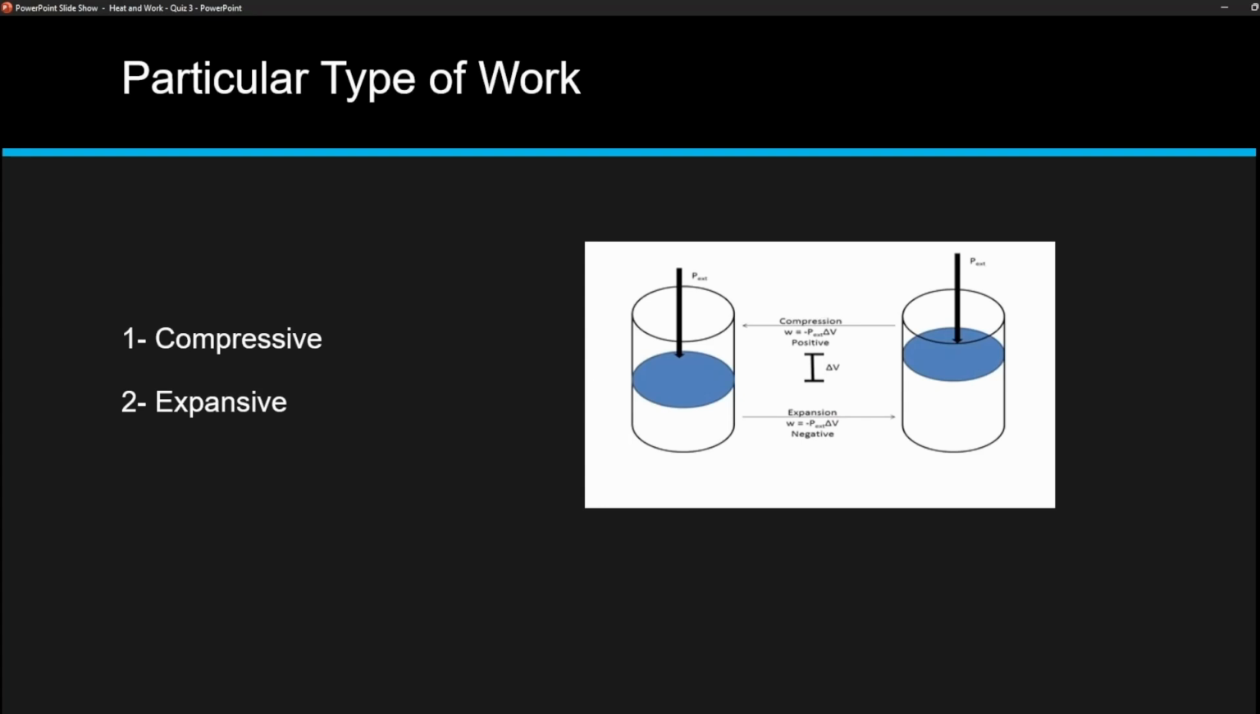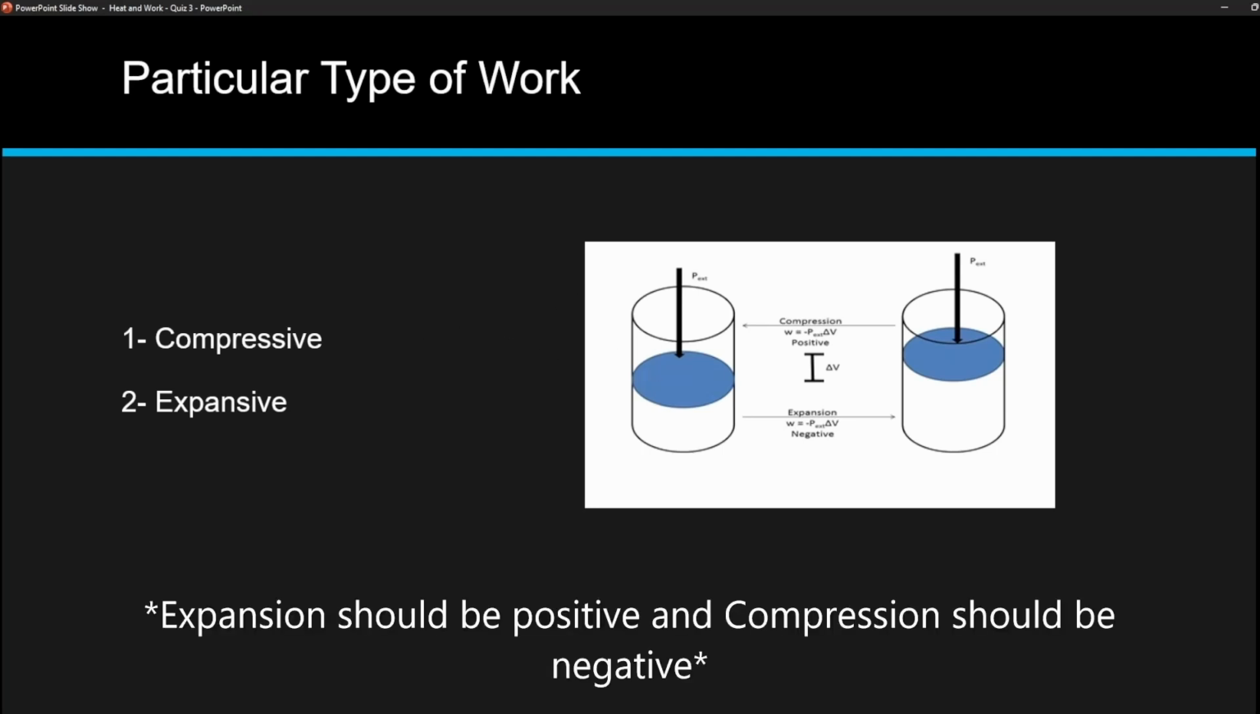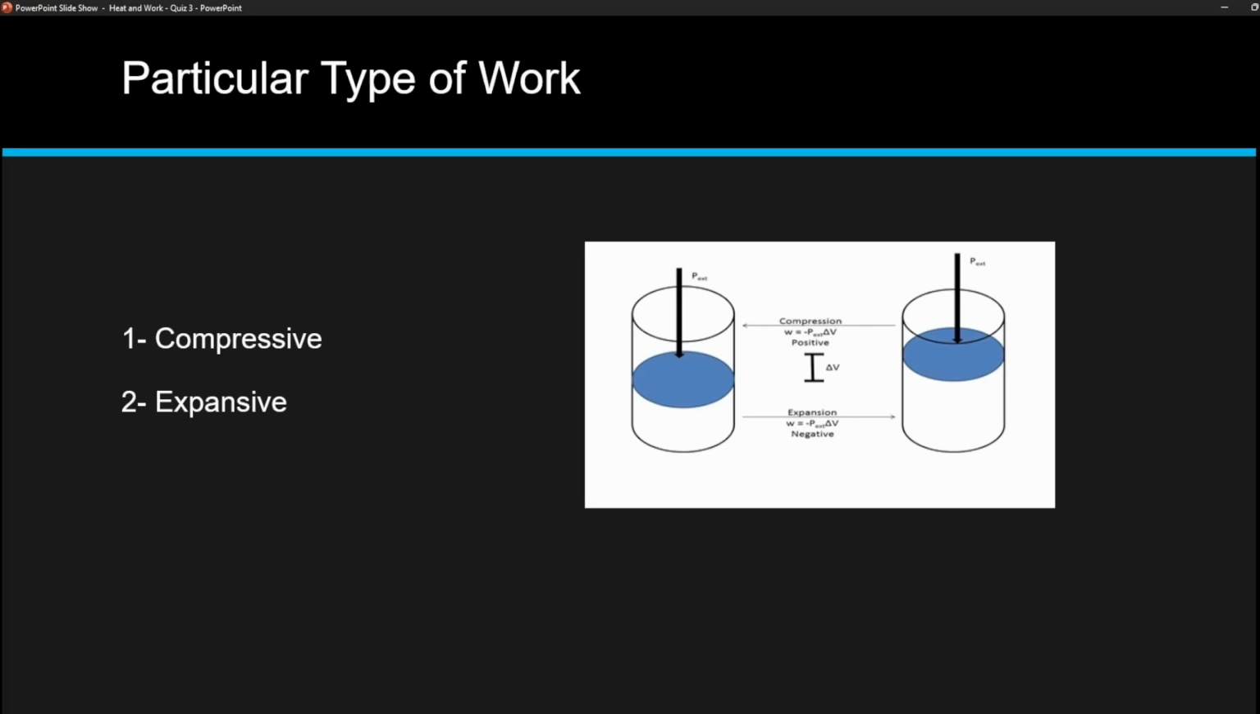This particular type of work can be split into two, compressive and expansive. As we can see in this illustration, the two types are shown: compression, which creates negative work, and expansion, which creates positive work. We say that compression gives negative work because we need some external force pushing down on the moving piston. Whereas expansion is positive work because the gas particles are pushing away the piston, which is creating work for us.